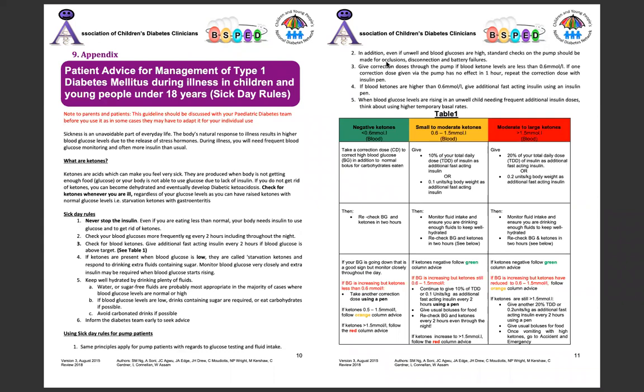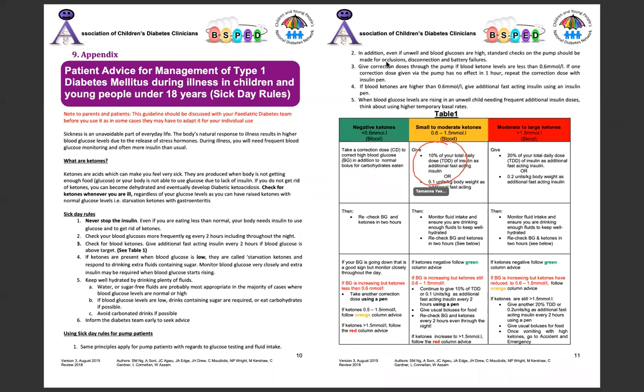What is correction dose? Very good question. Correction dose we discussed. In layman's terms, it is half of the 10% dose, half of the sick day dose, 10% or 20%. See, this is the 10%, this is the sick day dose.